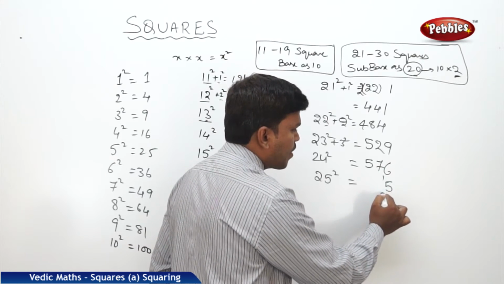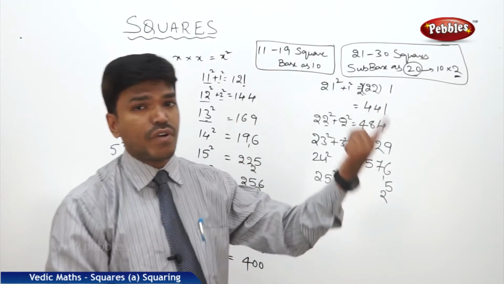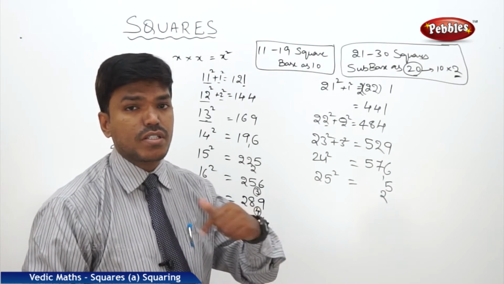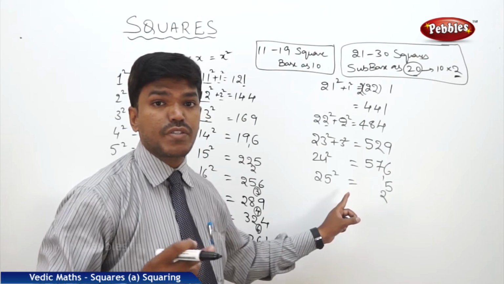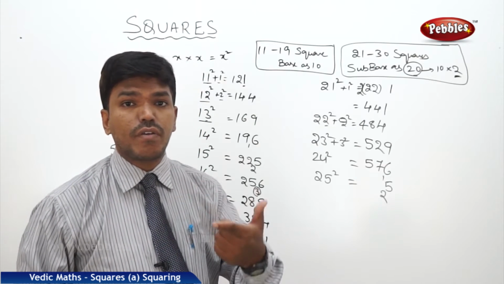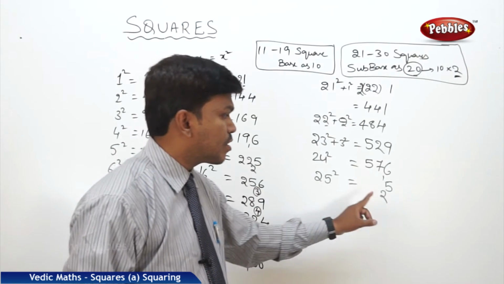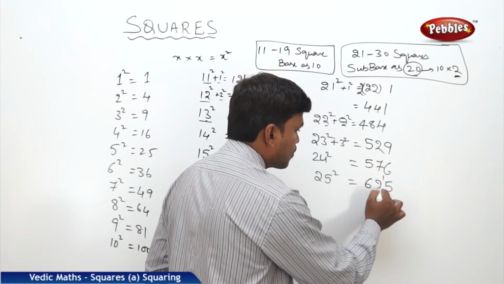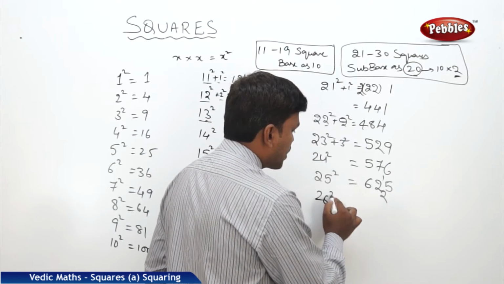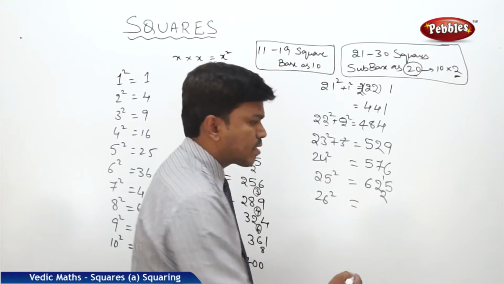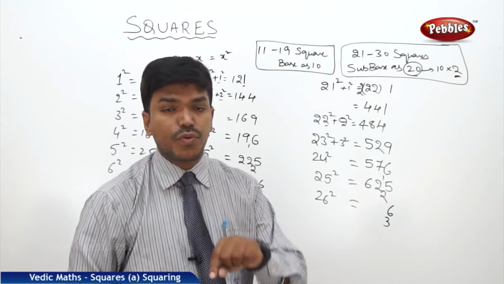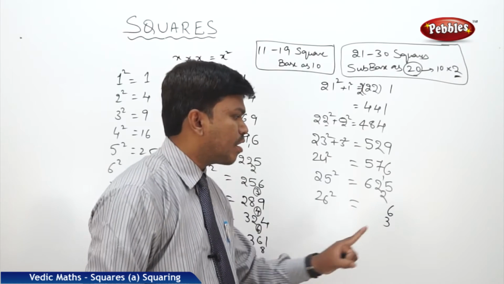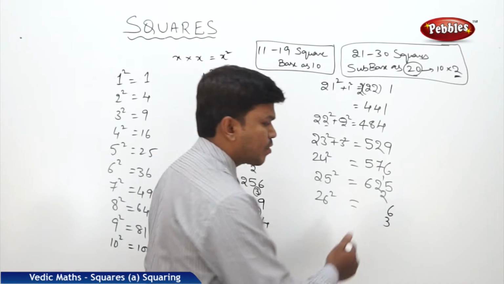25 square. 5 square, 25. So drop 5, carry 2. 25 plus 5, 30. So what is the double of 30? 60. So 60 plus 2, 62. 26 square, similarly, 6 square, 36. So drop 6, carry 3. 26 plus 6, 32. Double, 64. 64 plus 3 carry, so 67.